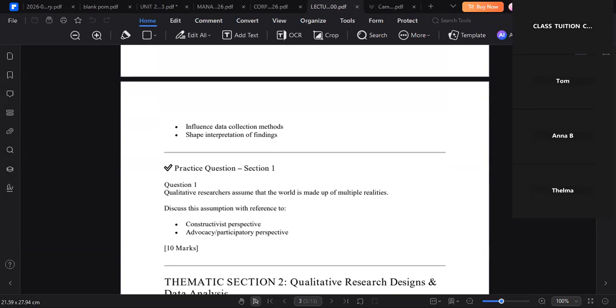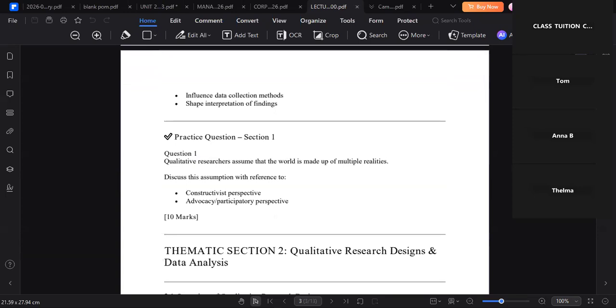So question number one is asking us to, number one, qualitative researchers assume the world is made up of multiple realities. Discuss this assumption with reference to the constructivist perspective and also the participatory perspective, 10 marks. So we find this question later on.